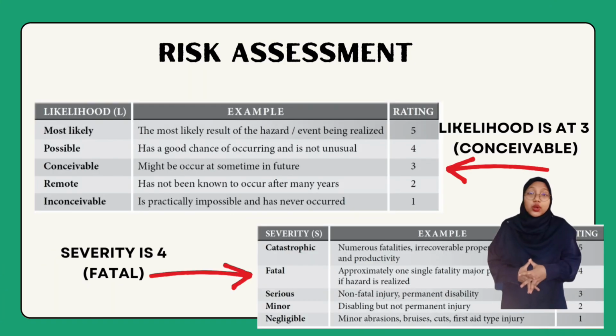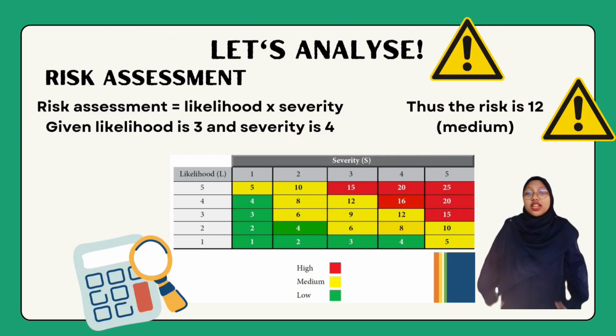For this hazard, likelihood is at 3, which is conceivable. Severity is 4, which is fatal. Next, the risk assessment is likelihood multiplies severity. Given likelihood is 3 and severity is 4, thus the risk is 12, which is medium.